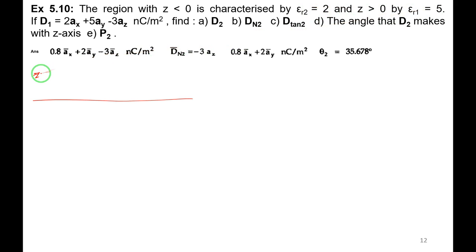So z greater than 0, what about epsilon r1? Epsilon r1 is 5, right? For z less than 0, what about epsilon r2? Epsilon r2 is 2. Okay, this is region 1 and this is region 2. Region 1 has larger relative permittivity or dielectric constant as compared to region 2. And this is the boundary.